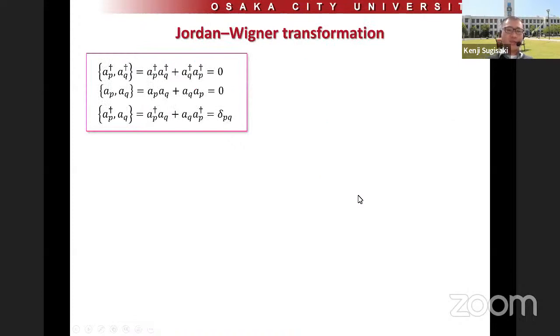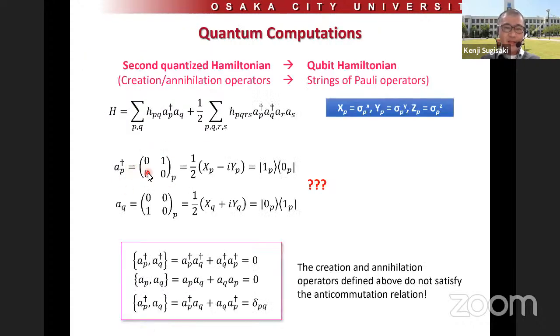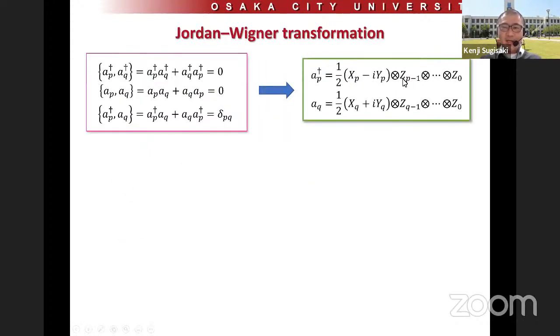In order to do this, we can use the Jordan-Wigner transformation. In the Jordan-Wigner transformation, the creation and annihilation operators are defined as shown here. And this part is exactly the same as this part. But we need additional Pauli Z operators acting on qubits 0 to p minus 1.